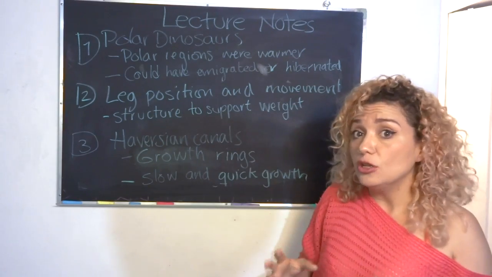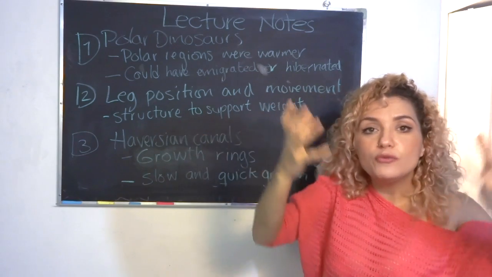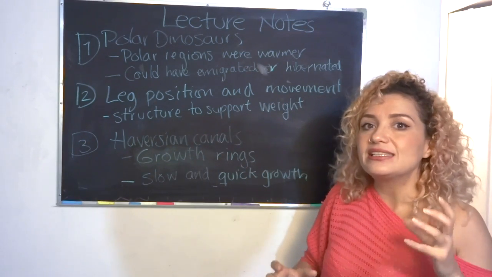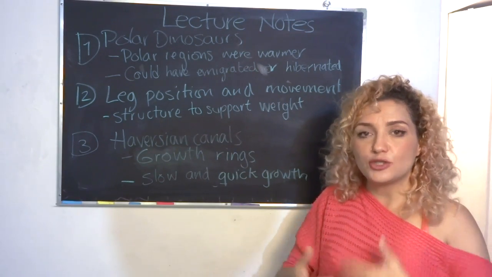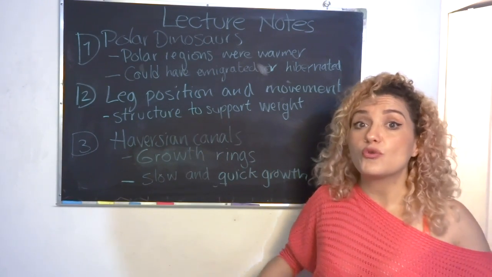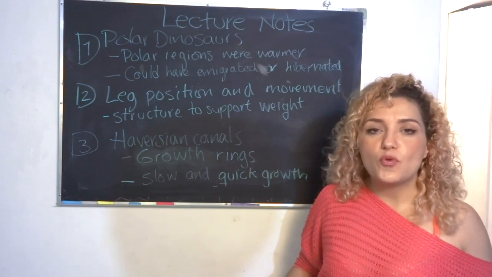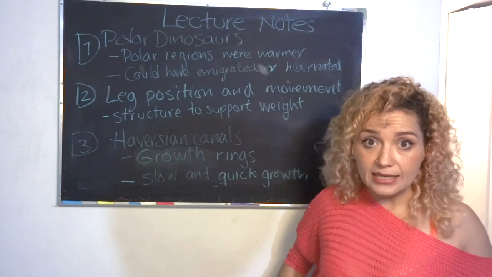And in a nutshell, what she says is that the structure of the bone's position is actually designed not for the animal to be able to run, but more to support the weight. Let's remember that dinosaurs were really huge animals, and the weight could not have been supported if the legs were just at the sides of the body.